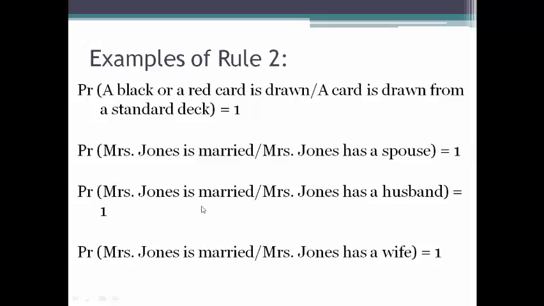If we had said Mrs. Jones is married if Mrs. Jones has a husband, that would also be a way for the probability to be won. This doesn't exhaust all the ways that Mrs. Jones can be married, but it's sufficient that if it's true, then this has to be true. Same with Mrs. Jones has a wife.